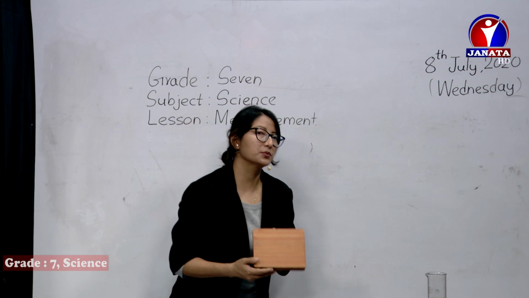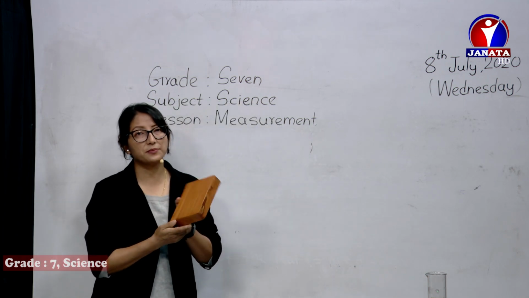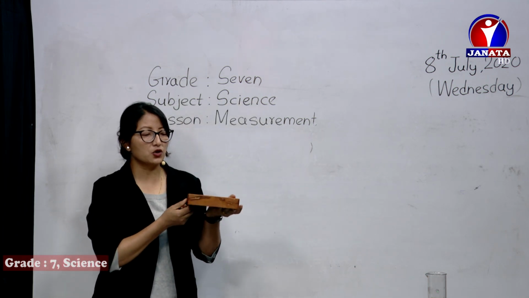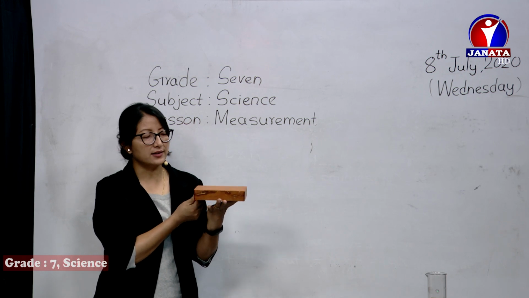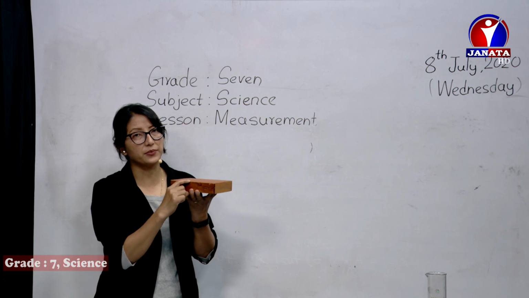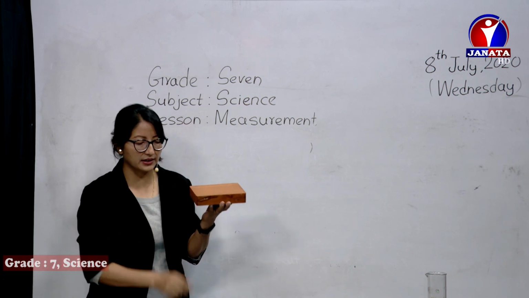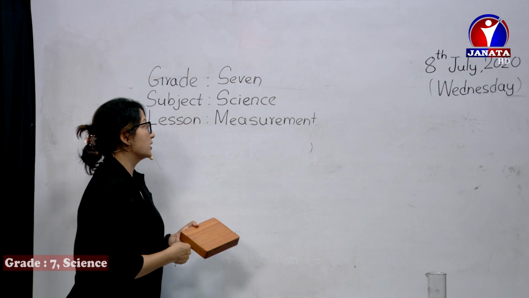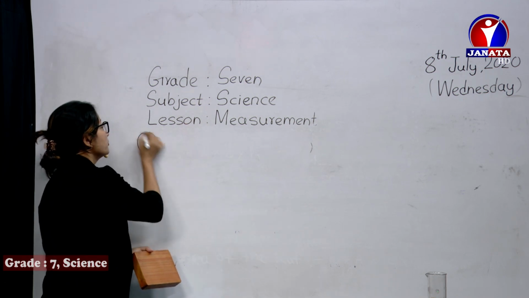Like just before I showed you the box, now let's measure its volume. It's a cuboid. It has a certain length, breadth and height. So I'll simply measure its length, breadth and height, and then we'll calculate its volume. So let's calculate the volume of this cuboid.